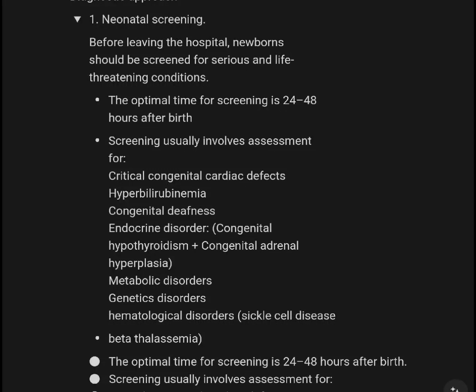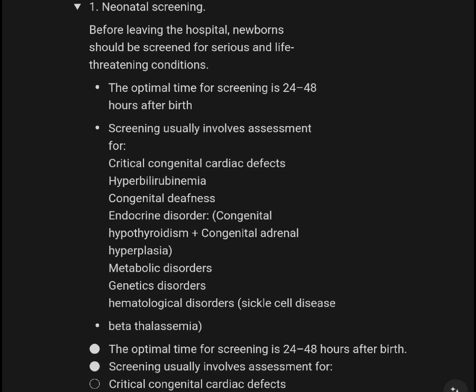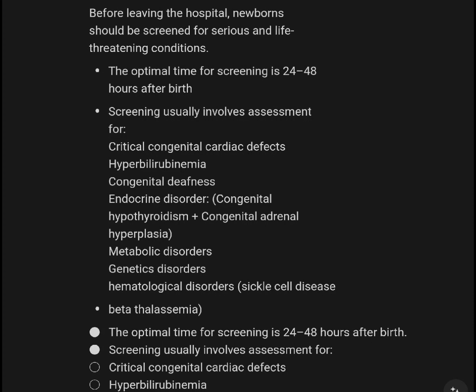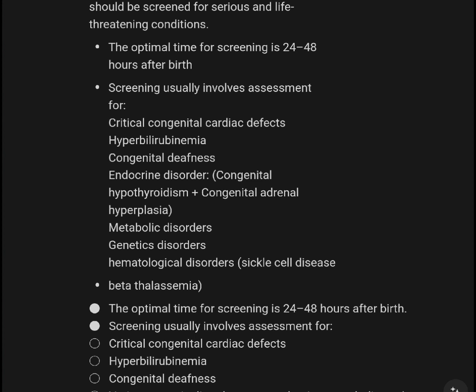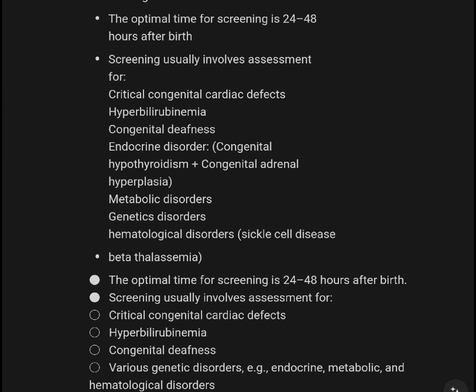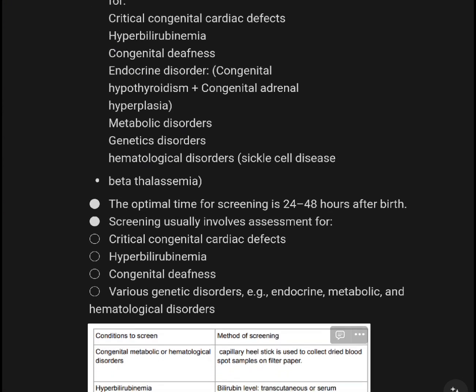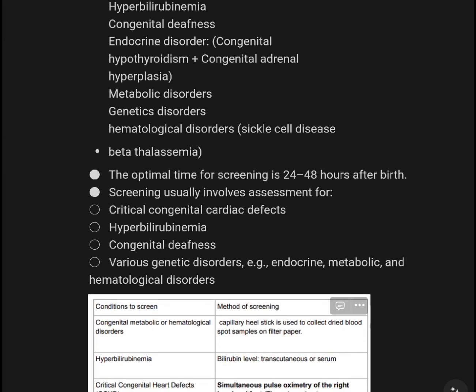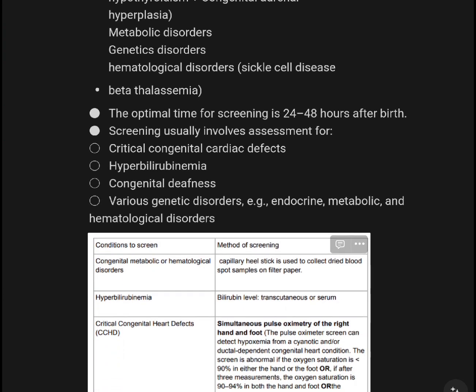Neonatal screening. Before leaving the hospital, a newborn should be screened for serious and life-threatening conditions. The optimum time for screening is 24 to 48 hours after birth. Screening usually involves assessment for critical congenital cardiac defects, hyperbilirubinemia, congenital deafness, congenital endocrine disorders, congenital hypothyroidism, congenital adrenal hyperplasia, metabolic disorders, genetic disorders, and hematologic disorders, sickle cell disease, beta thalassemia.